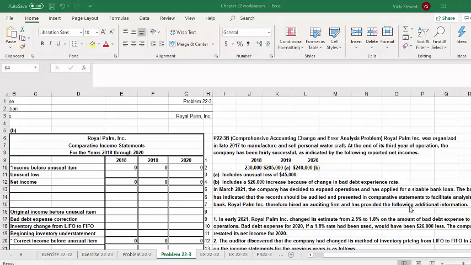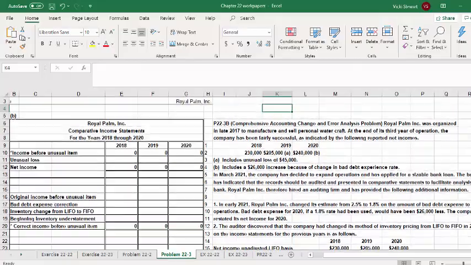In March 2021, the company has decided to expand operations and has applied for a sizable bank loan. The bank officer has indicated that the records should be audited and presented in comparative statements to facilitate analysis by the bank. Royal Palm therefore has hired an auditing firm and provided the following additional information.